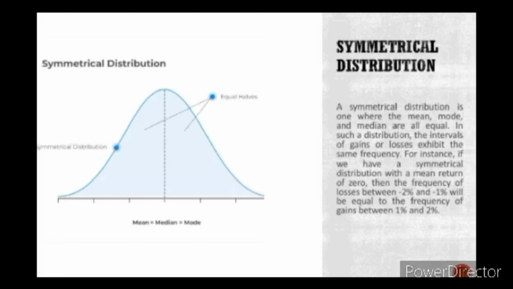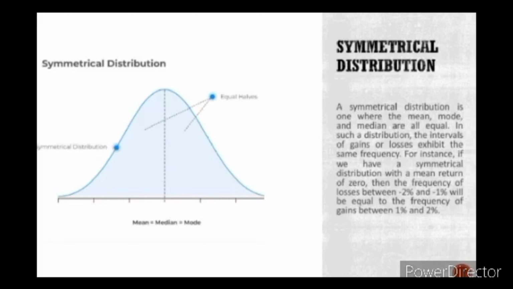A symmetrical distribution is one where the mean, mode, and median are all equal. In such a distribution, the intervals of gains or losses exhibit the same frequency. For instance, if we have a symmetrical distribution with a mean return of 0, then the frequency of losses between -2% and -1% will be equal to the frequency of gains between 1% and 2%. Symmetrical is one where you can see all of them are equal. Look at the chart.